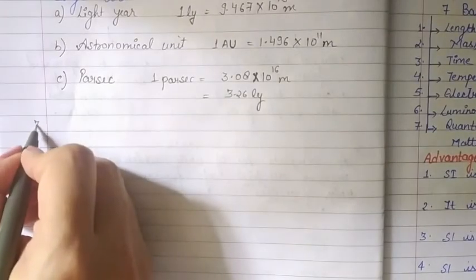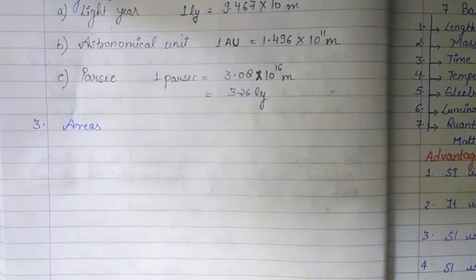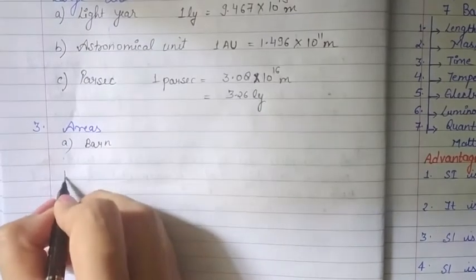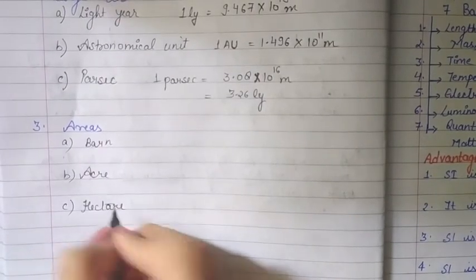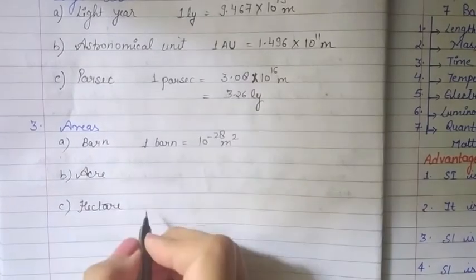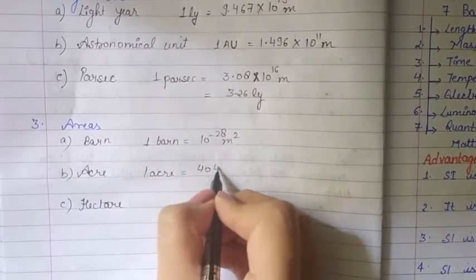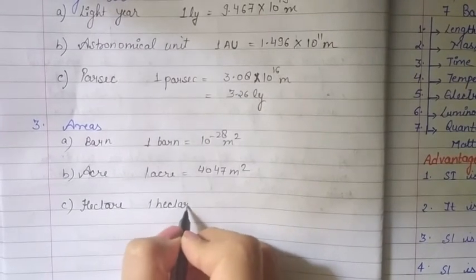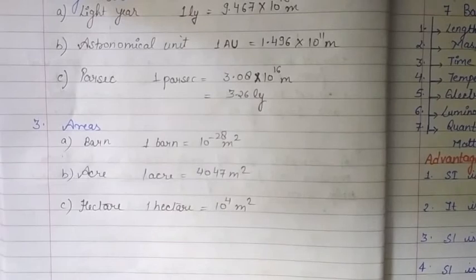Third category that we are going to study is about to measure areas. So areas can be measured in the following 3 units. First is barn, second is acre, and the third one is hectare. Here 1 barn is equal to 10 to the power minus 28 meters square. 1 acre is equal to 4047 meter square, and 1 hectare is equal to 10 to the power 4 meter square.